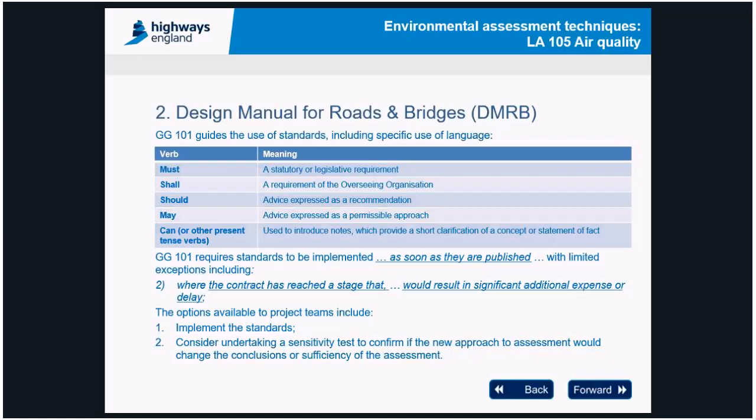There is also a requirement generally throughout GG 101 and all of these standards that a competent expert must be undertaking the assessment. The individual must be able to demonstrate that they have the relevant qualifications and experience to do that role. This is defined within GG 101 and also specifically within this air quality document.